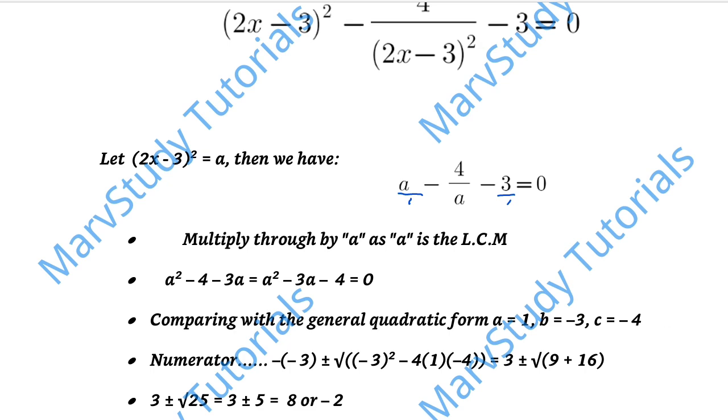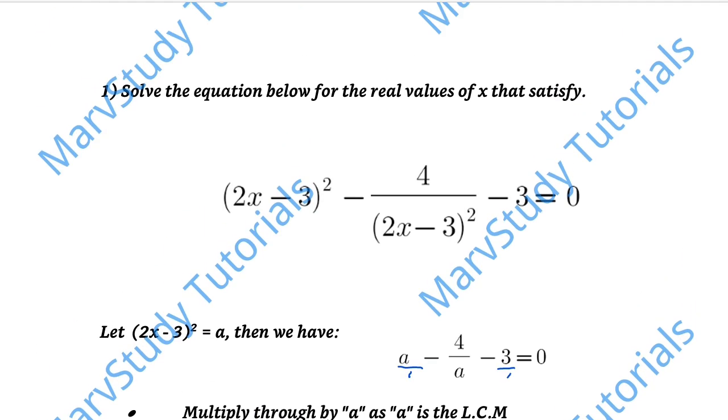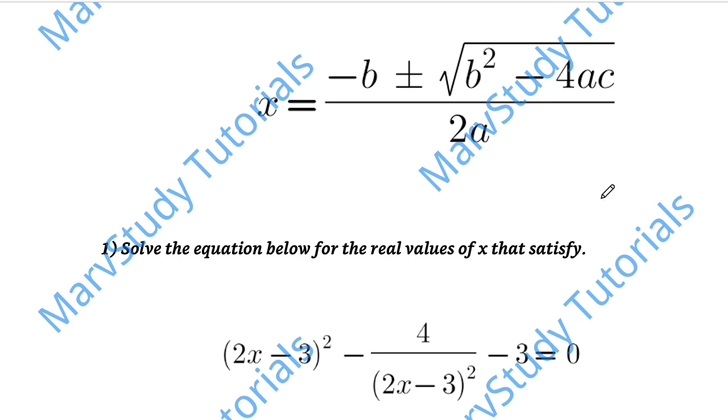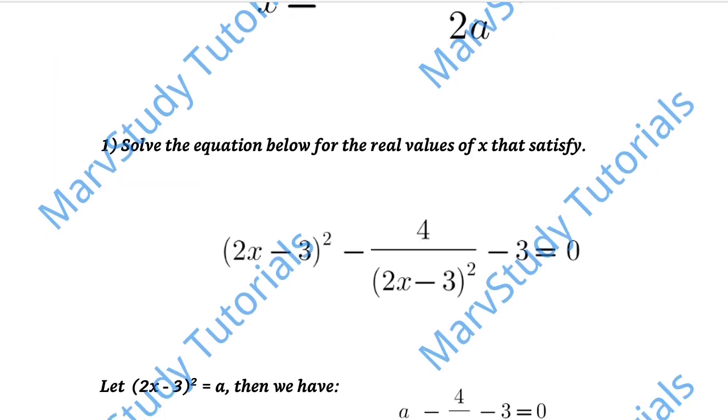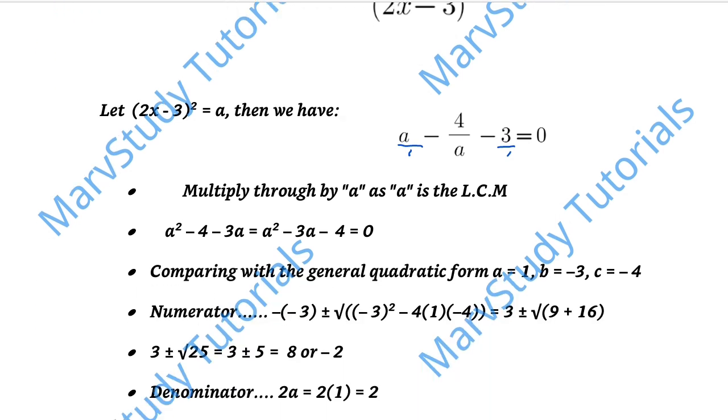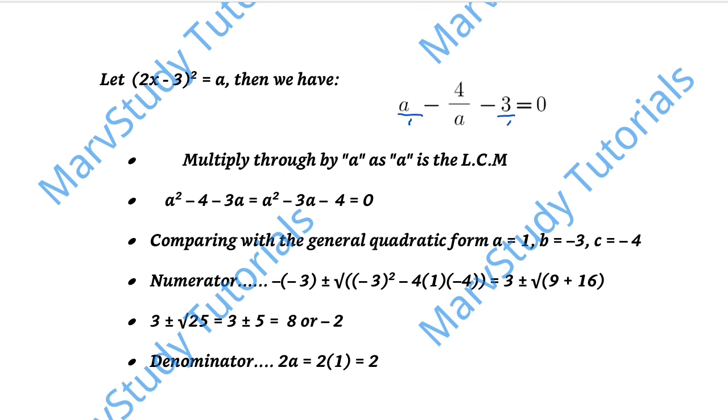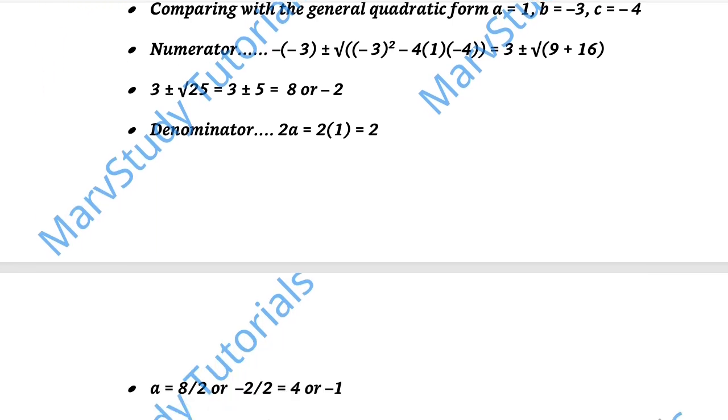So to resolve the denominator of the quadratic formula, remember the value of a is 1. The coefficient of a² in that expression was 1. So 2 times 1 would be the denominator. So 2 times 1 is 2. So that's the denominator. So we divide each of these values by 2. 8 divided by 2 is going to give us 4. And -2 divided by 2 is -1. So we have 4 or -1. So we've gotten the two possible values of a.